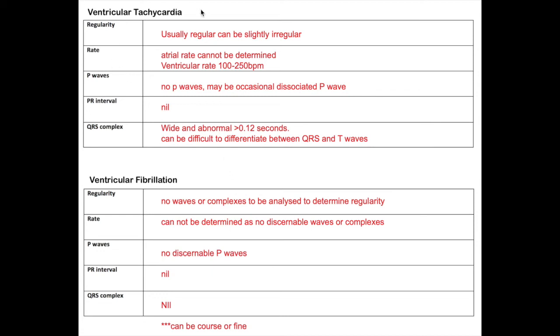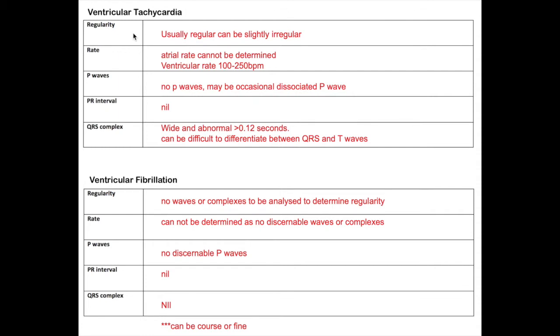rhythms, which are ventricular tachycardia and ventricular fibrillation. So if we use our 5-step method for all of these, we can see the differences. So for both of these, we have different regularities. So we'll start off with ventricular tachycardia.